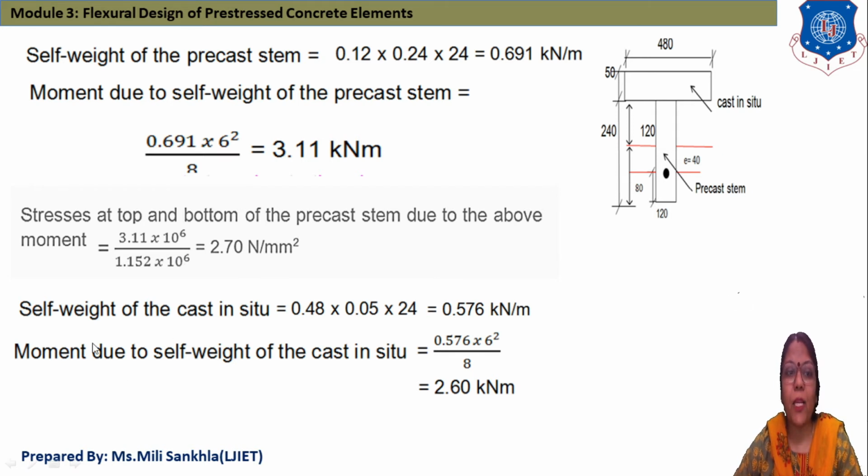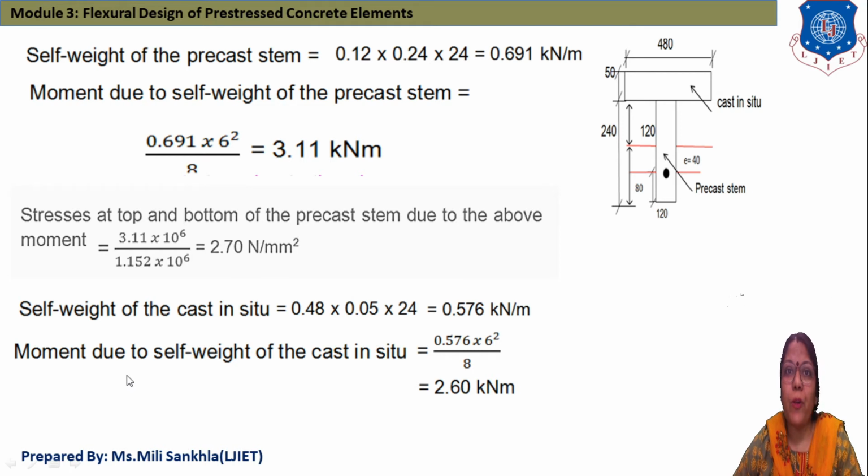Now the self-weight of the cast in situ. Now we discuss the cast in situ, that is our flange. In the cast in situ, 480 means 0.48 in meters, 50 mm divided by 1000 is 0.05 meter, into 24, the density of concrete. Now the self-weight of this cast in situ flange is 0.576 kilonewton per meter.